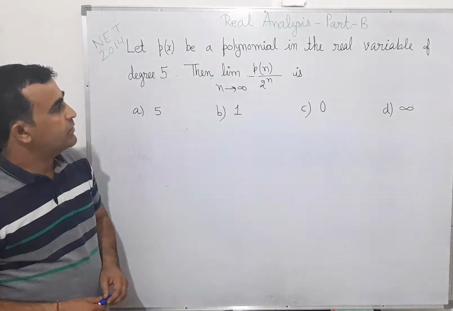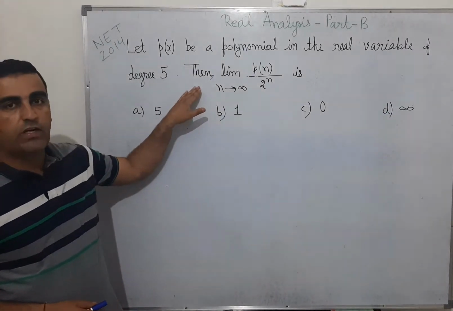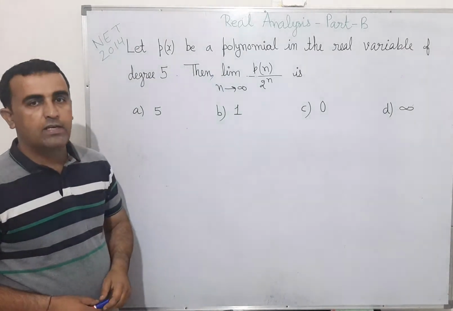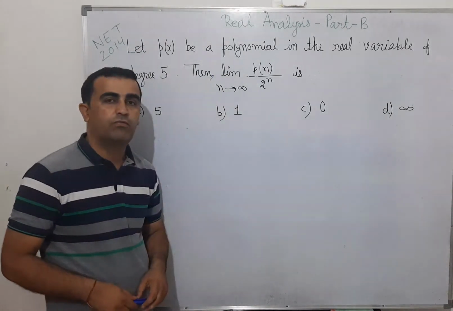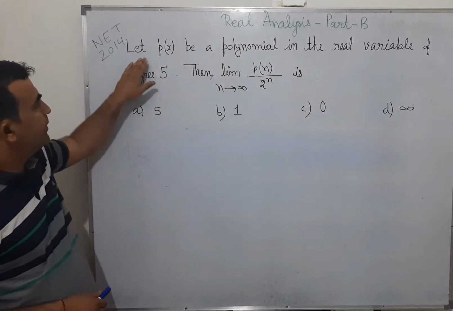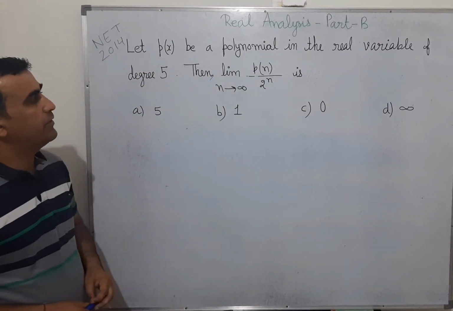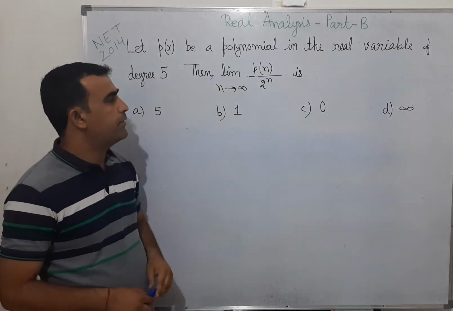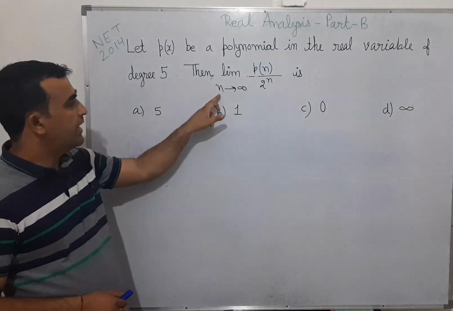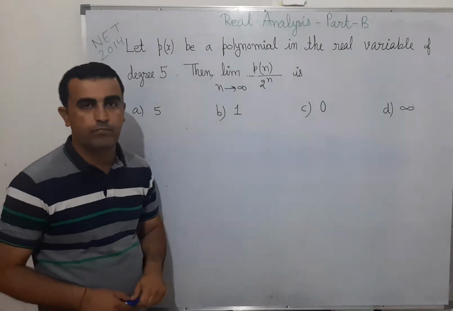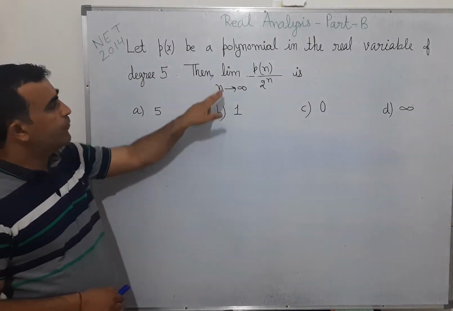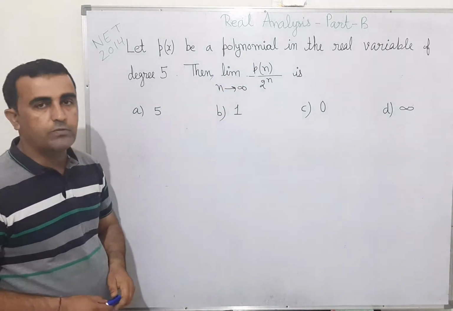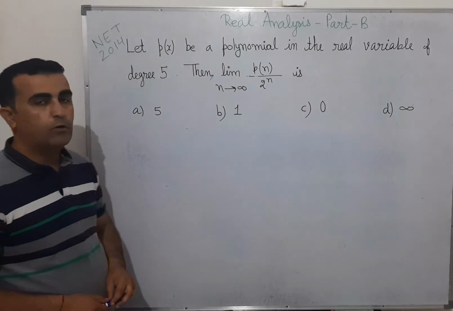In this video, we will solve a very important question which was asked in the NET 2014 exam from the real analysis part B. Let's see the statement of this question. Let p of x be a polynomial in the real variable of degree 5. Then the limit of p of n upon 2 raised to power n when n tends to infinity is... Here we have to find the value of this limit and we are given 4 options. Out of these 4 options only one option is correct.